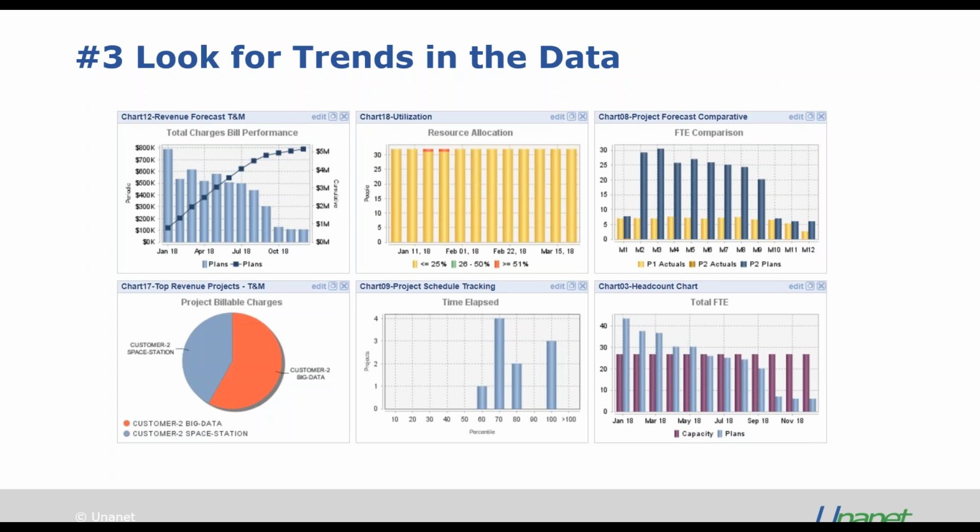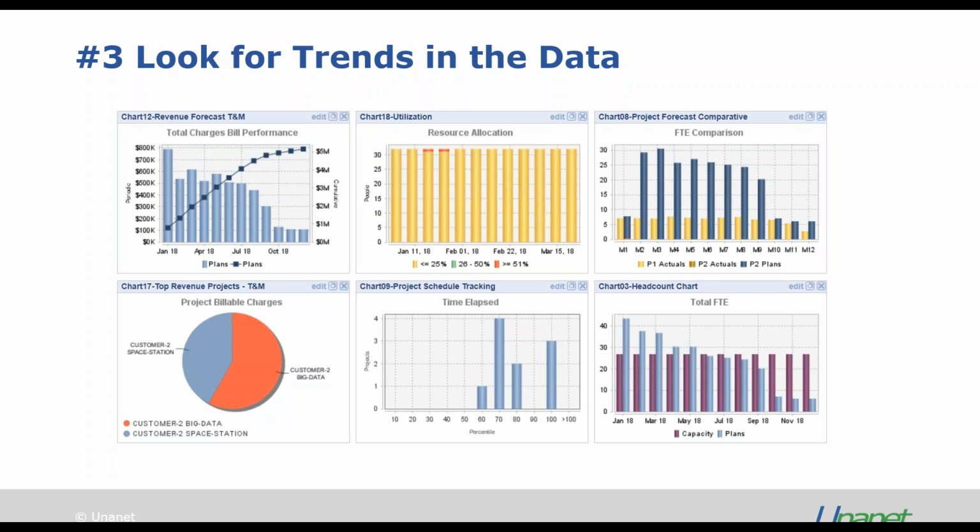For instance, if you're looking at labor forecasts or utilization, there's likely going to be more vacation taken in June, July, and December. So people are taking a lot of PTO. You want to make sure that you understand your data, and that as you're looking for those patterns, you utilize that in your decision making.